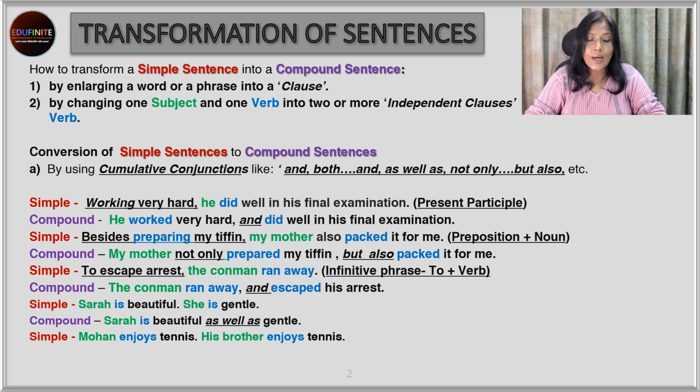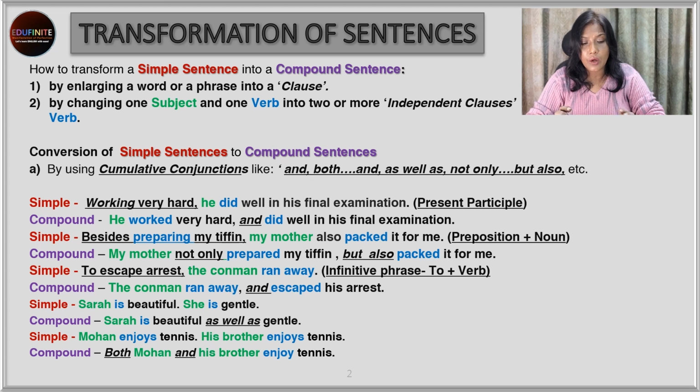Next. Mohan enjoys tennis. His brother enjoys tennis. So again, these two are two simple sentences. Now, we will use some conjunctions and transform this into a compound sentence. Both Mohan and his brother, here what are we doing? We are making the subject compound. Both Mohan and his brother enjoy tennis.